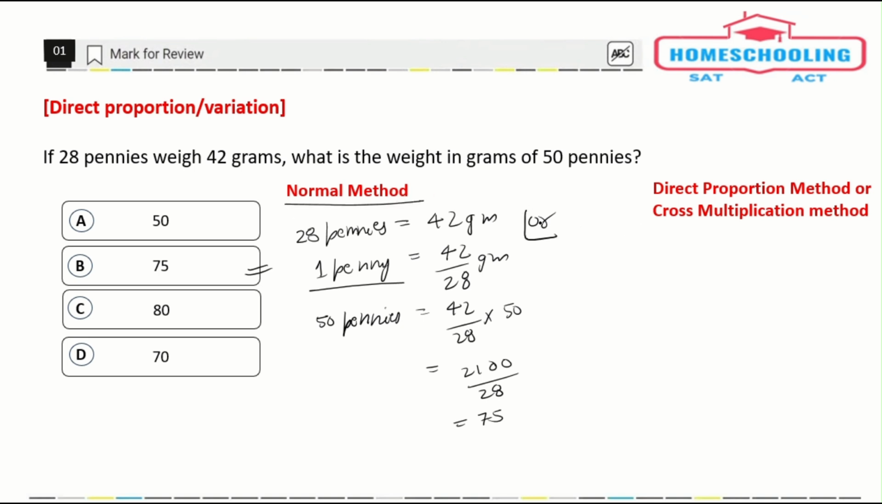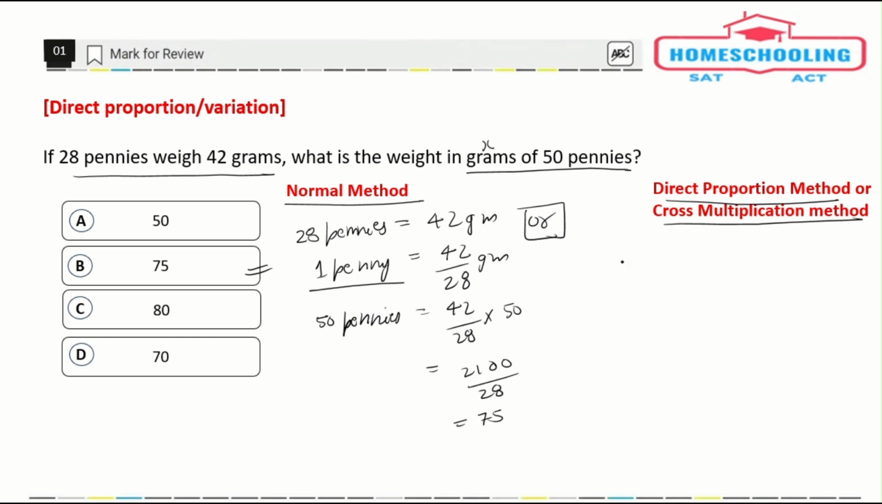Now we will take another method that is called the direct proportional method or cross multiplication method. So as we can see, there are two pairs here. Let's say one pair says that 28 pennies weigh 42 grams, and here it asks what is the weight. Let's take it as x grams. So x grams of 50 pennies.